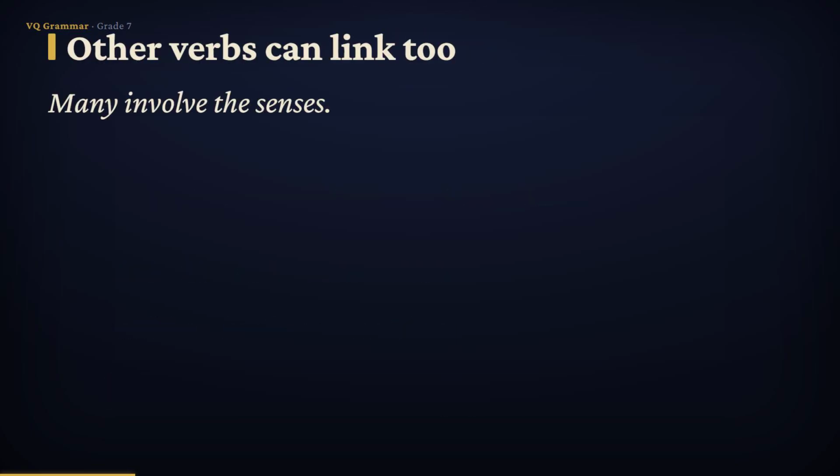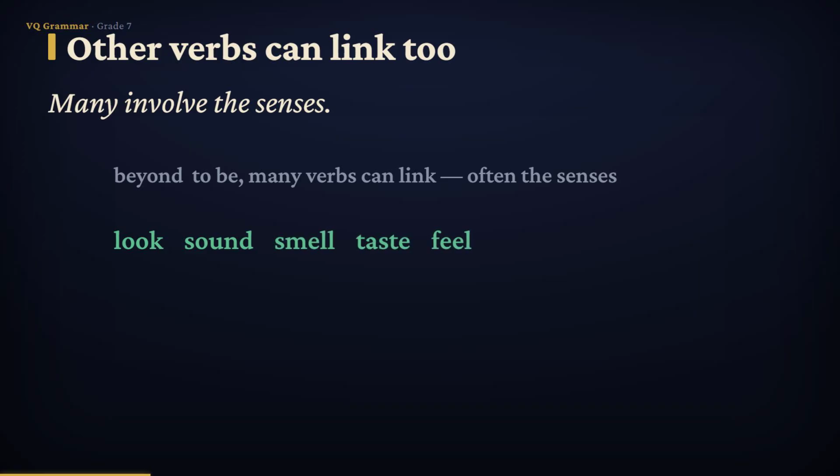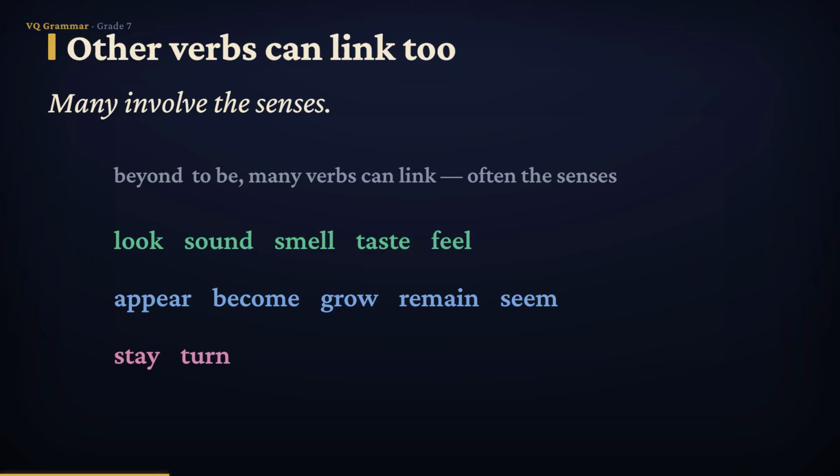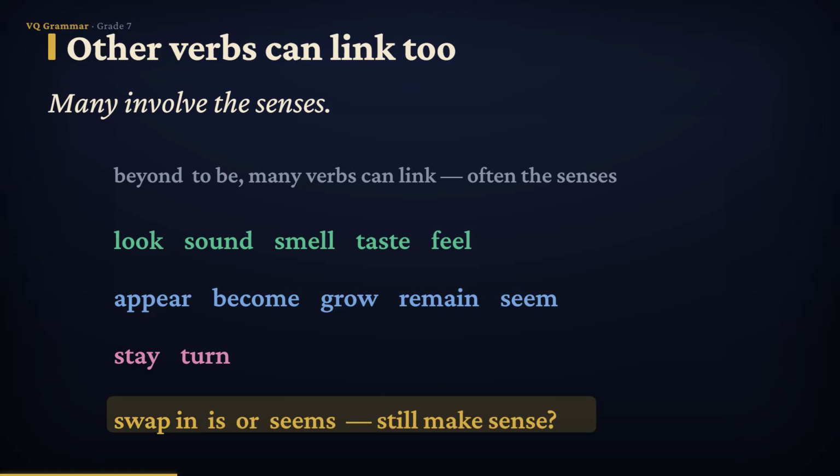The verb to be is not the only linker. A whole group of other verbs can link as well, and many of them involve the senses. Watch these: look, sound, smell, taste, and feel. Add a few more: appear, become, grow, remain, and seem. And two others: stay and turn. Here's a handy test for this group. Try swapping the verb for is or seems. If the sentence still makes sense, the verb is linking. We'll come back to that test near the end, because these verbs can be tricky.